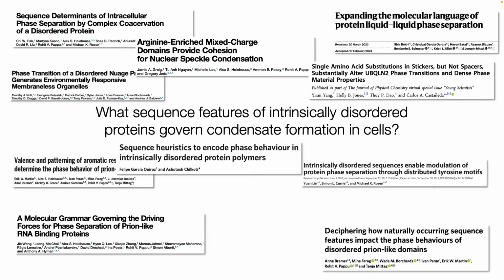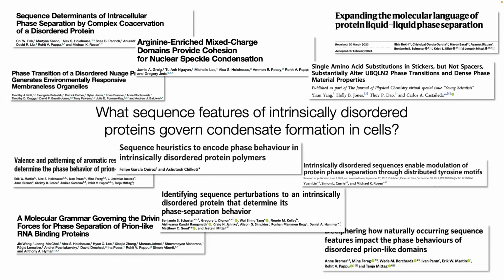Okay, so returning to this question, what sequence features of disordered proteins govern condensate formation in cells? I'm just highlighting here a few of the papers over the past several years that have tried to address this question. There's been a ton of fantastic work that has gone into this.